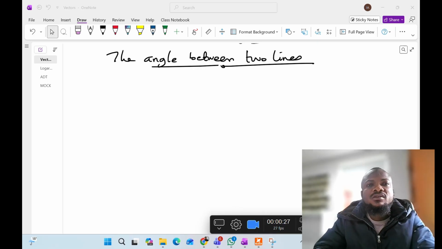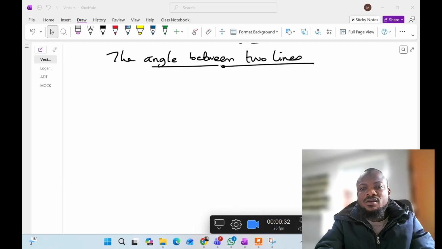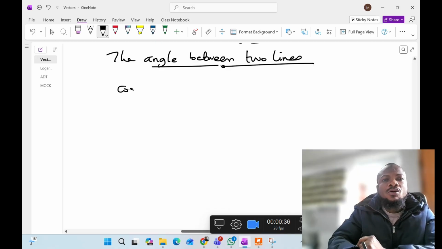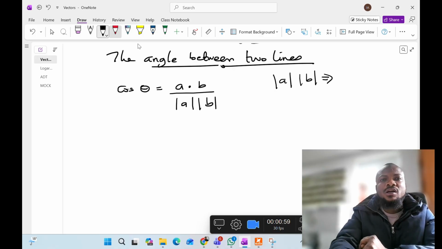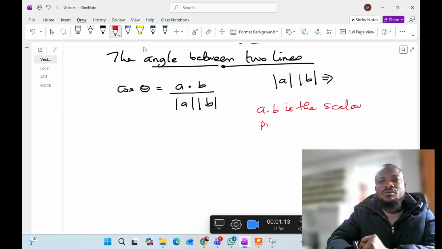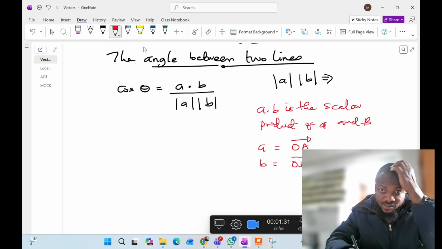To find the angle between two lines, it can be found by finding the value of theta with the formula cos theta is equal to A dot B over the absolute value of A times the absolute value of B. A dot B is the scalar product of A and B. Remember that A is also the same thing as the vector equation of OA, and B is the same thing as the vector equation of OB. You should be able to remember this from the last session.